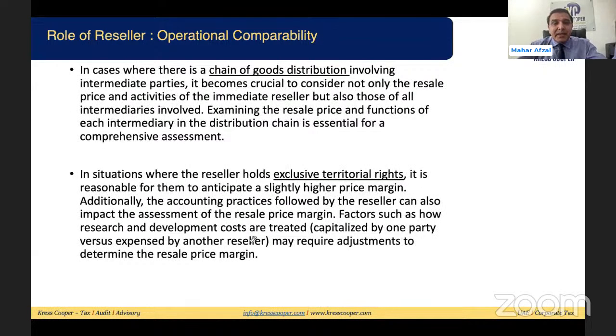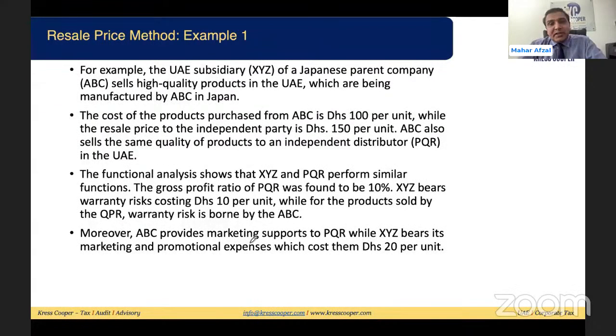In the same way, if there are multiple suppliers in the chain, A, B, C, D, E, F, then every supplier will be sharing. So whenever we are calculating the cost of B, we need to consider the functions performed by the reseller, risk taken by the reseller, value addition by the reseller, and assets utilized by the reseller. We need to consider all these factors to ascertain and adjust the markup. So these factors are also very important. They are functional analysis. Just look into this example. For example, the US subsidiary XYZ of a Japanese parent company, ABC, sells high quality products in the UAE, which are being manufactured by ABC in Japan. The goods are being manufactured in Japan.